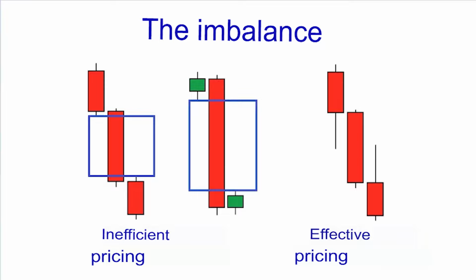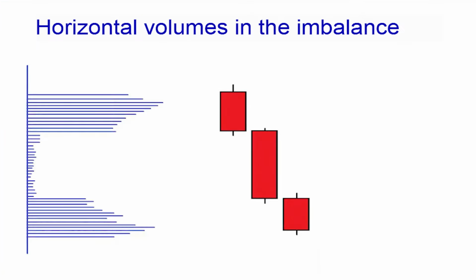Here you can't mark an imbalance because the extremes of the first and third candles overlap. That means price was offered evenly to both sides. If we look at horizontal volume, we see that our target candle lacks strong volume. This is why the market attempts to return to that area to balance supply and demand among participants.